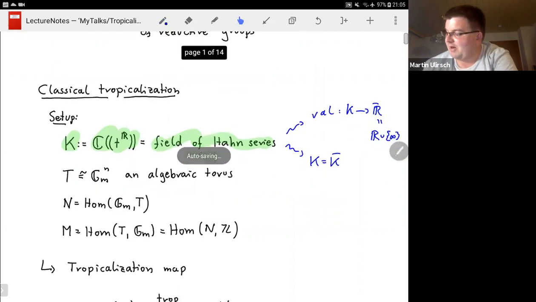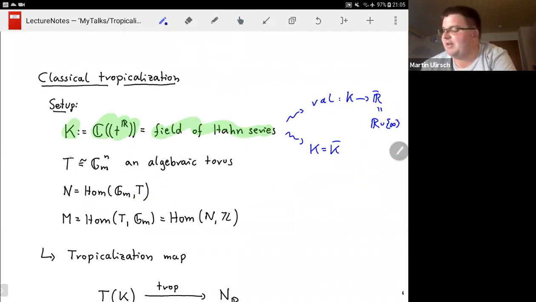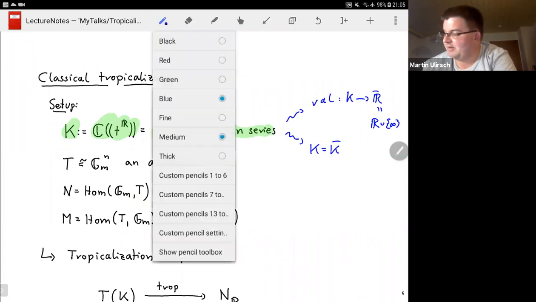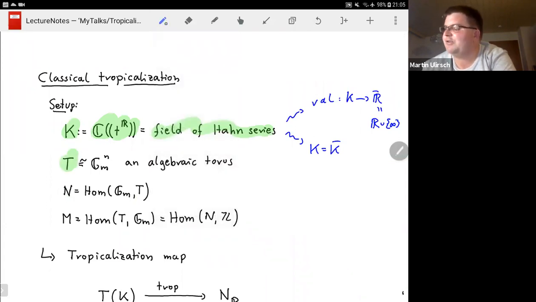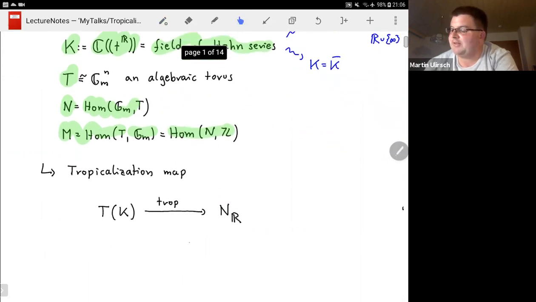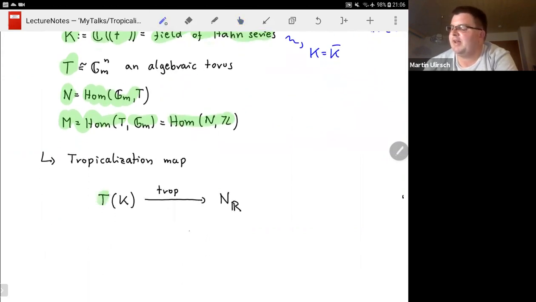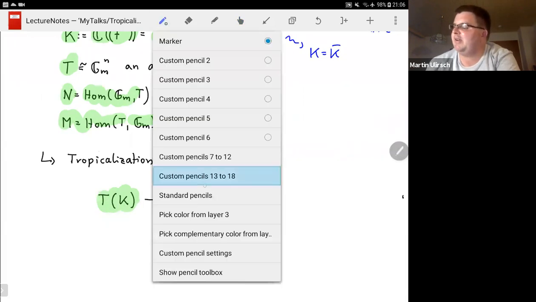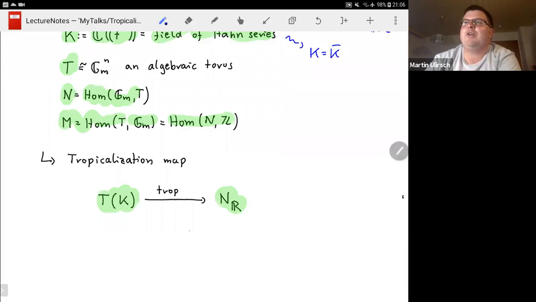And now the notation that sounds much more familiar. You have here T, just some algebraic torus, and we are writing N, as in the toric geometry world, for the lattice of co-characters, and M for the lattice of characters, which is of course dual to the co-character lattice. And now there is a tropicalization map that takes the K-valued points of that torus, where K is this really humongous field, and sends it to the vector space generated by the lattice of co-characters.